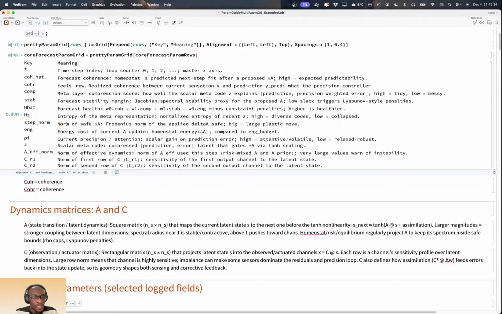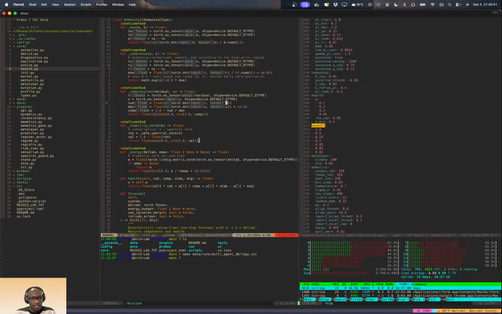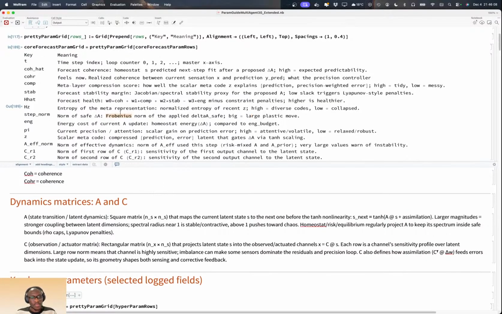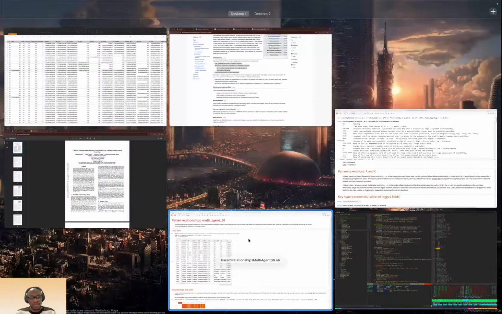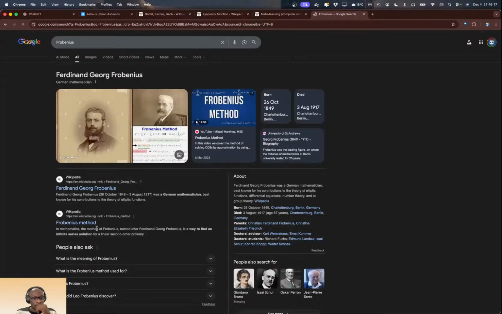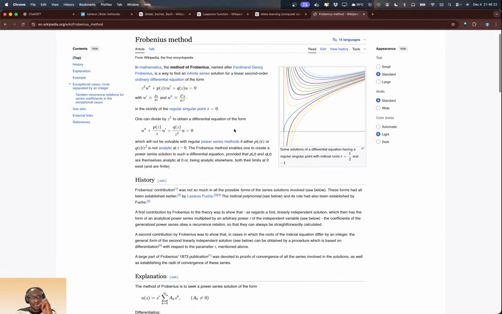Now, step norm: the Frobenius norm of the safe delta. There is safe delta, and then there is just delta, the raw delta. Safe is just you clip or clamp it, then you know it's a safe delta. That's what we're doing in the system. We clamp the raw delta using a margin or maximum and minimum, because if it's too big, it's a large plastic move. And Frobenius is another normalization function.